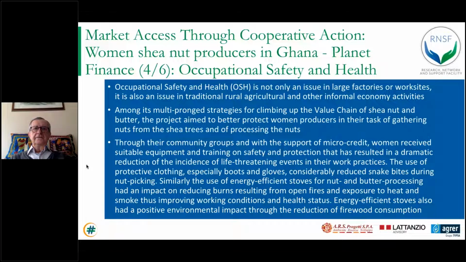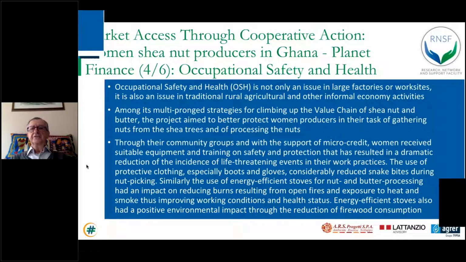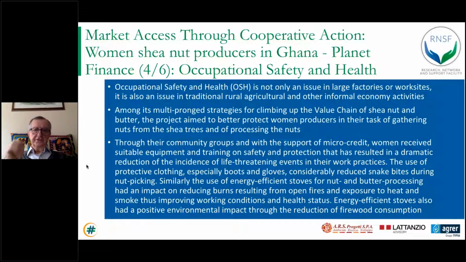Another category of good practices, still in this Ghana project, was about occupational safety and health. As you know, OSH is not only an issue in large factories or work sites, but it is also an issue in traditional rural agriculture and other informal economy activities.